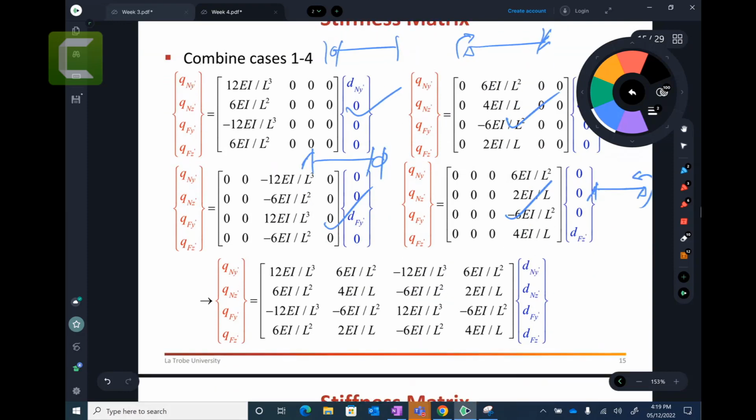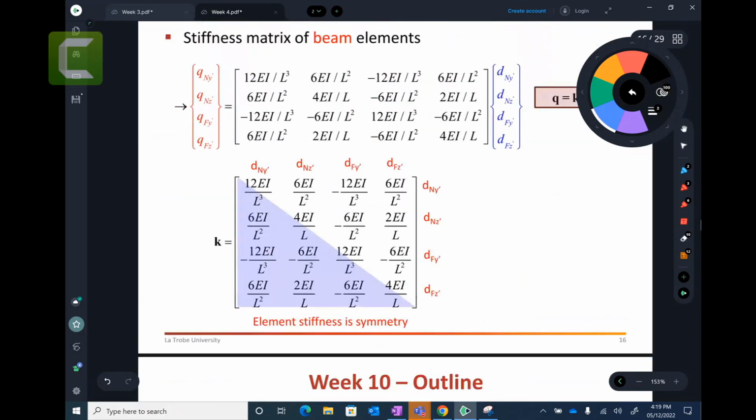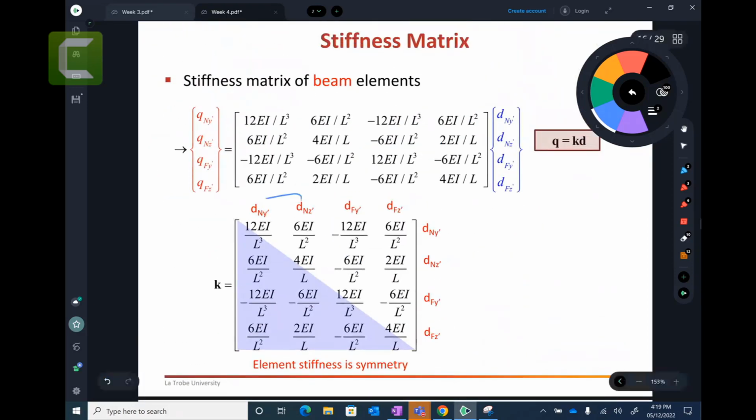If I combine them all, this is force, come here, and I have these columns here, this third one here, second one here, third one here. I will get this stiffness matrix. Bang, this stiffness matrix that we're going to use this week. So that is the stiffness matrix for the beam.